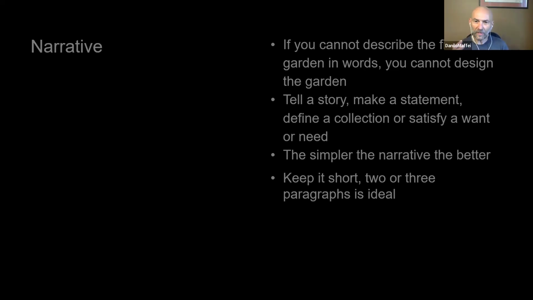So if you're able to articulate it like a story, to make a statement about it, like here's what it is, here's why it's important, or if you're going to define a collection of things. Here's a collection of the things that we love. It's statuary, or it's plants, or it's some other objects that are important to you, or they satisfy a want or a need. We have a driving desire for a certain operation, a certain activity. We have a problem, it's a bad view, or we have a drainage problem.